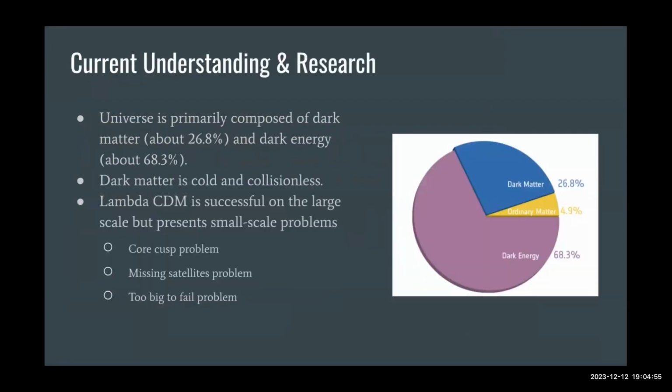And the current understanding of the composition of the universe is based on the Lambda CDM model. According to this model, the universe is primarily composed of 26.8% dark matter, 68.3% dark energy, and ordinary matter, including atoms and everything we can directly observe, makes up only a small fraction at 4.9%.